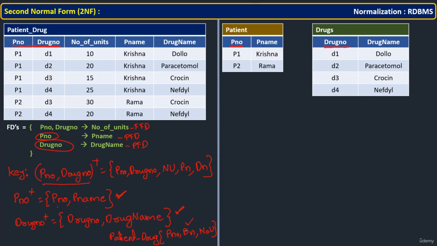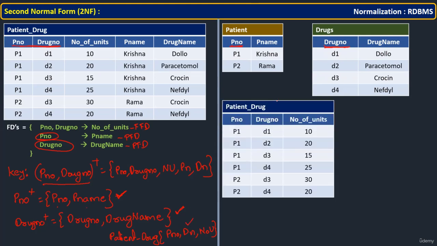And now the original table is this one, the patient drug table. You can see that patient number and drug number are the same. If you observe, number of units is not covered in any one of the relations. So in the original relation, what attributes are you going to place? The attributes which are not covered in any of the closures. Those attributes are going to be in the original table. So now you can see patient number 1, Krishna, is not repeated. That redundant data, this much redundant data we are able to avoid. And in the same way, drug also we are able to avoid.